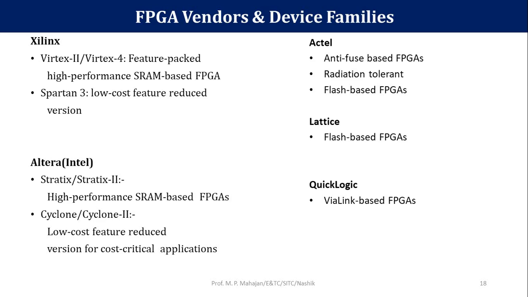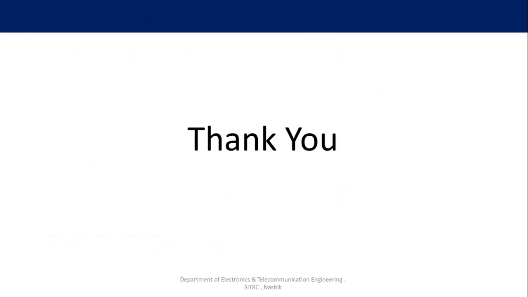Then Altera, means Intel, has different families like Stratix 1, Stratix 2, Cyclone, Cyclone 2. Stratix are the high performance SRAM based FPGAs, and Cyclones are for low cost and cost critical applications. For cost critical applications, we can use the Cyclone. Again, Actel consists of anti-fuse based FPGAs, radiation tolerant FPGAs, flash based FPGAs. Lattice Semiconductor also has flash based FPGAs, and QuickLogic are the antifuse based FPGAs. These are the different FPGA vendors and families. Only our selection criteria decides which FPGA family we have to use for our application, depending on complexity and density.